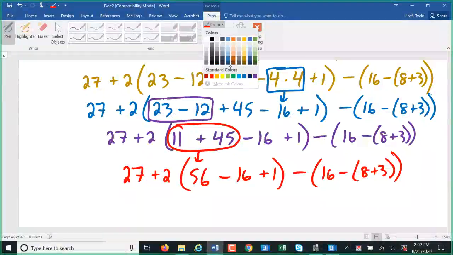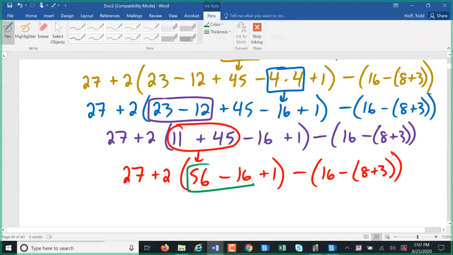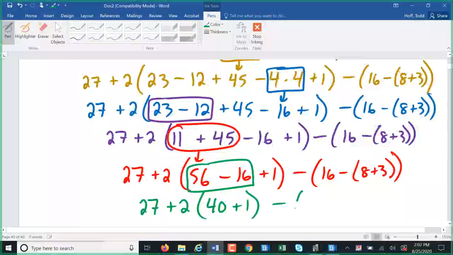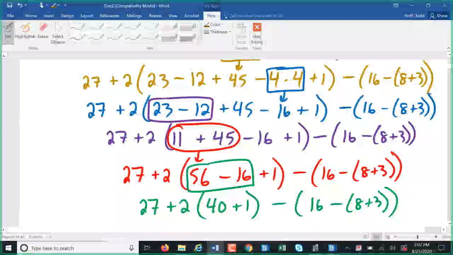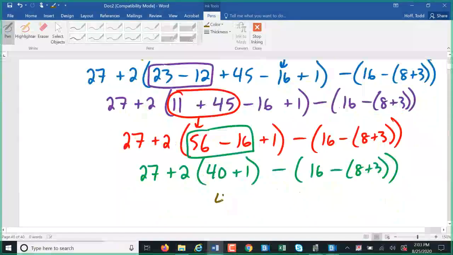Still inside that parentheses, we have 56 minus 16, which is 40. Now we see that we have the 40 plus 1 as our last thing. We're going to be down to a single number in that parentheses. I'm going to take out the parentheses as well, rather than do it as a second step, remembering to put in the multiplication for that 2. So this is 27 plus 2 times 41 there.